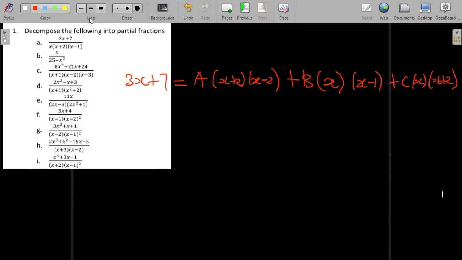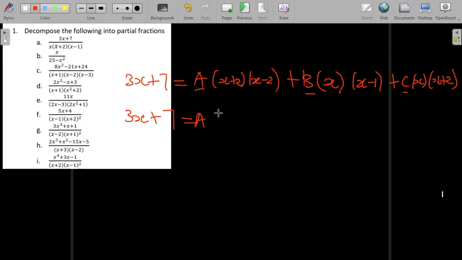So from there, we have 3x plus 7 is equal to this. Here we want to solve for the values of A, B, and C. We can try to eliminate two of these, which is the first method that we can use. Or we can just expand and then equate whatever has x to 3x, and whatever does not have x to 7. So we can use two methods here. Let's use the one for expansion.